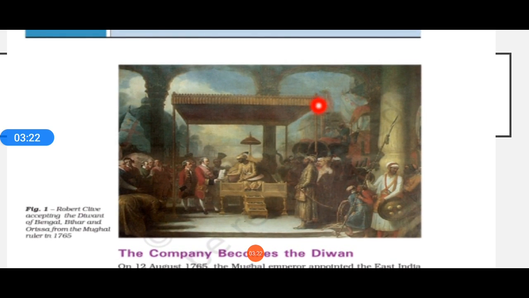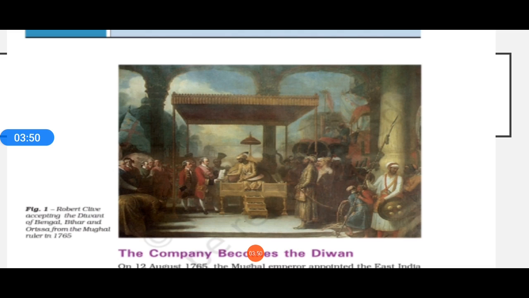Here you can see Shah Alam, a Mughal emperor of Delhi. He was ruling from Delhi over all of India during the British period. And what is he doing in this painting? Standing nearby him is Robert Clive, and the emperor is appointing the East India Company as the Diwan of Bengal.